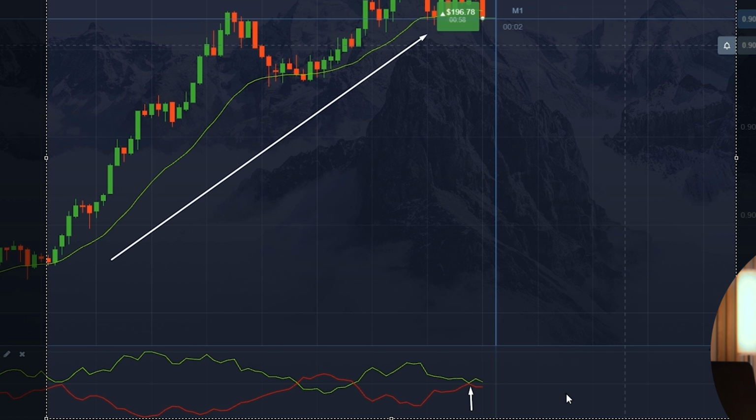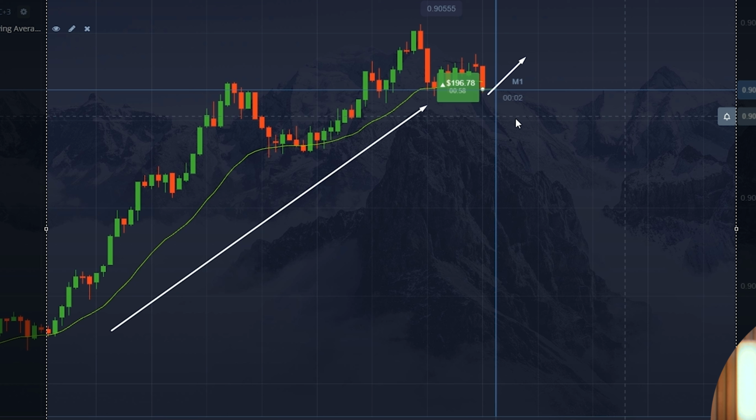There was a vortex crossover where the positive line dominates, so it's unlikely to move lower in the near future. I expect it to spike up, and then the resistance level will push it down, causing a drop. Let's watch it and see what happens.